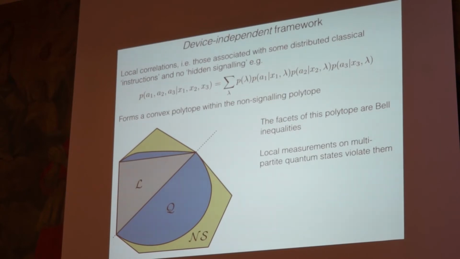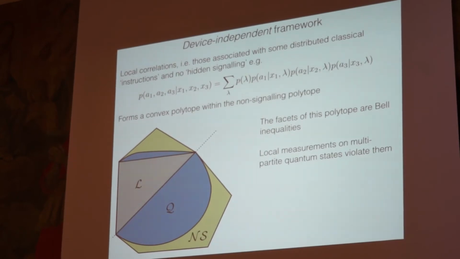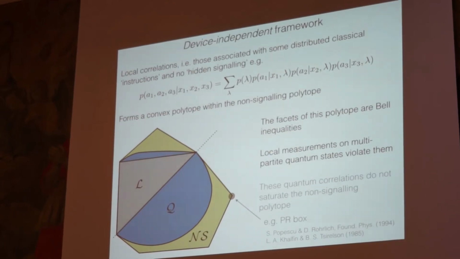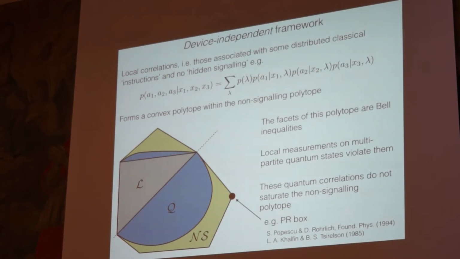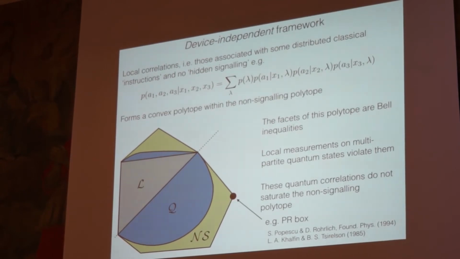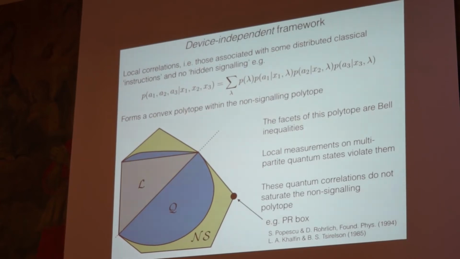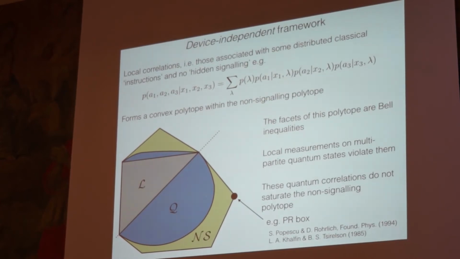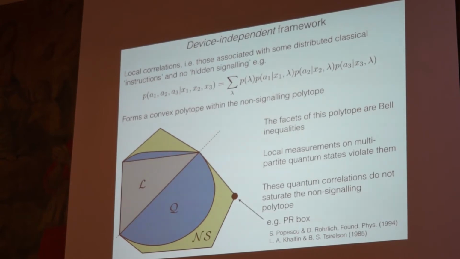And then we know by Bell's theorem that local measurements on multipartite quantum states violate these Bell inequalities, so we have to associate the set of quantum probability distributions with some set living outside the local polytope. And then we know that these quantum correlations do not saturate the whole of the non-signaling polytope. There are vertices of it which give stronger non-locality than quantum. So a PR box, schematically, is just some vertex of this non-signaling polytope.